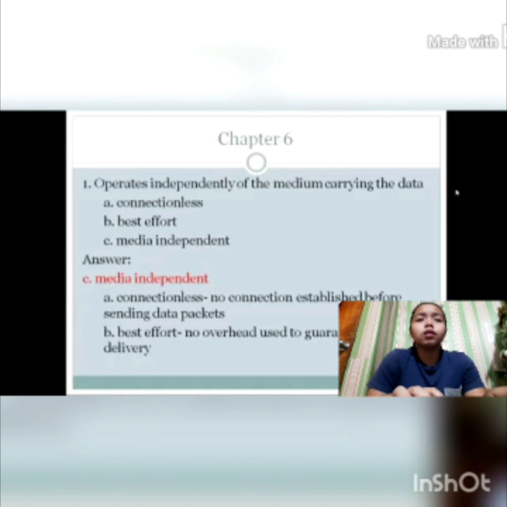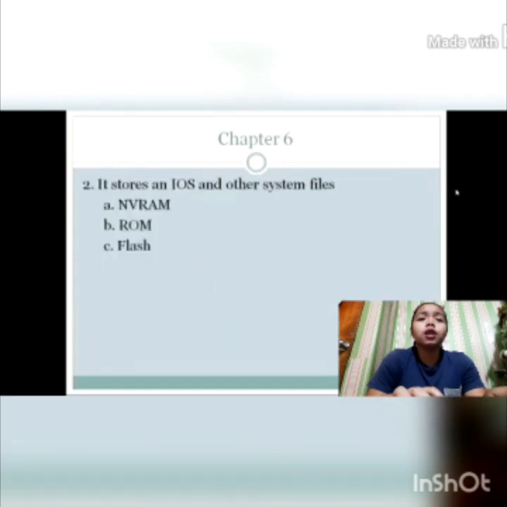Oh, and the answer is letter C, the media independent, because the letter A, connectionless, is no connection established before sending data packets, and the letter B, the best effort, is no overhead used to guarantee to deliver.